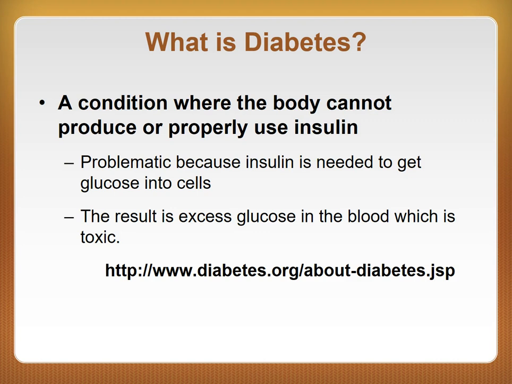By definition, diabetes is a condition where the body cannot produce or properly use insulin. That is, it is a chronic disease caused by a deficiency in the production of insulin, and its use to transport glucose from the blood into other tissues. It is problematic because insulin is needed to get glucose into cells. The result is excess glucose in the blood, which is toxic.